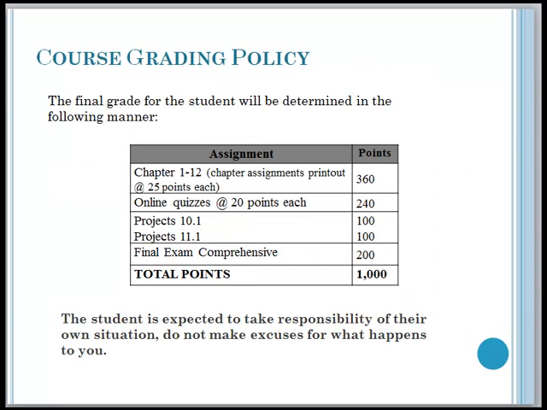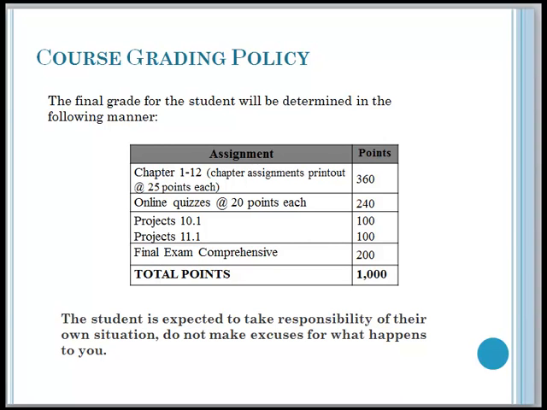We got 12 chapters. Each chapter we're going to have a lab. You're going to submit these labs via the web. We're going to go through the paperless exercises in the book. And I will show you how to submit your labs in another video. So each chapter is going to have a lab, and each lab is worth about 25 points each. So that's going to get you 360 points.